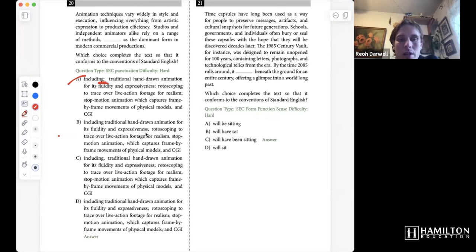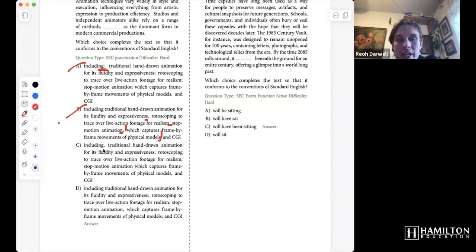All right. Now, why is B wrong? B is wrong because we're using only commas to separate our items in the list, which suggests that which captures frame by frame movements of physical models is its own item in the list. But it's not its own item in the list, right? Which captures frame by frame movements of physical models describes stop motion animation. Stop motion animation is the item in the list. So you can't use just commas to separate the items in the list because it makes it unclear what's in our list. We have to use semicolons to separate our items in the list, right?